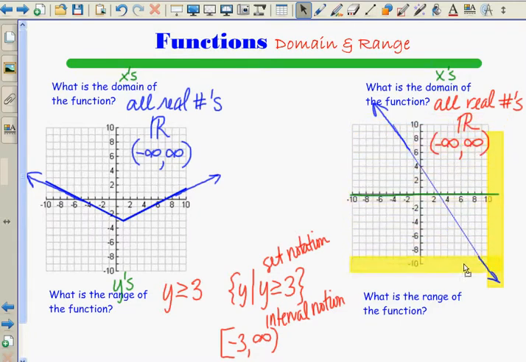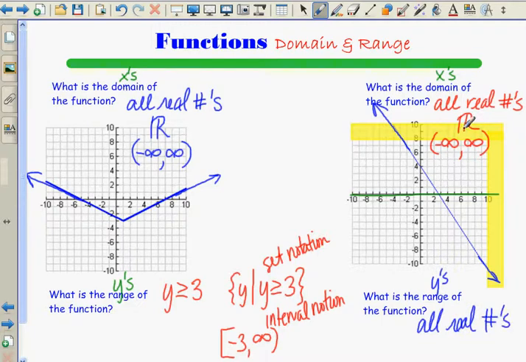Okay, y's. So remember, y's go up and down, right? Up and down are y's. So if I'm way down here at negative infinity, I know that I'm on my graph over here to the right. And as I go from negative infinity up to positive infinity, I'm still covered by the line the whole time. The line's still there, and I know that it will go up forever. So there is no restriction on the range either. Remember, range is y's. So if there's no restriction, we say all real numbers. We can say that double R, that means all real numbers also. And then we could do interval notation.